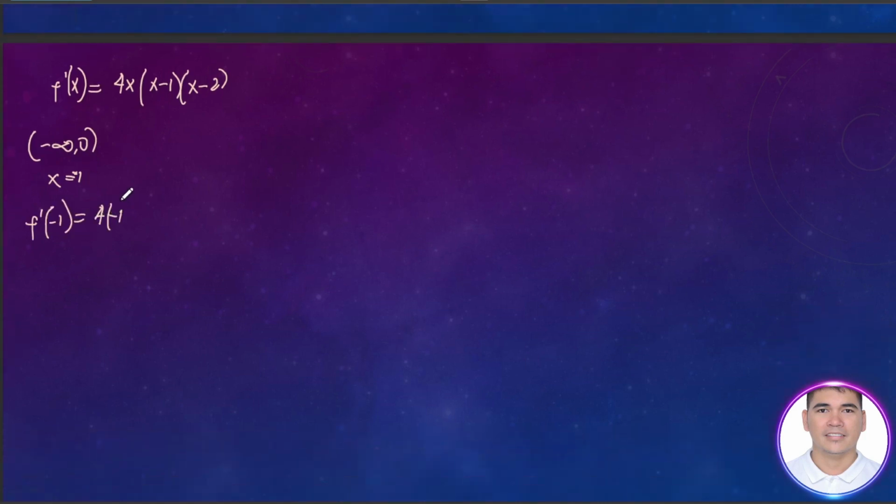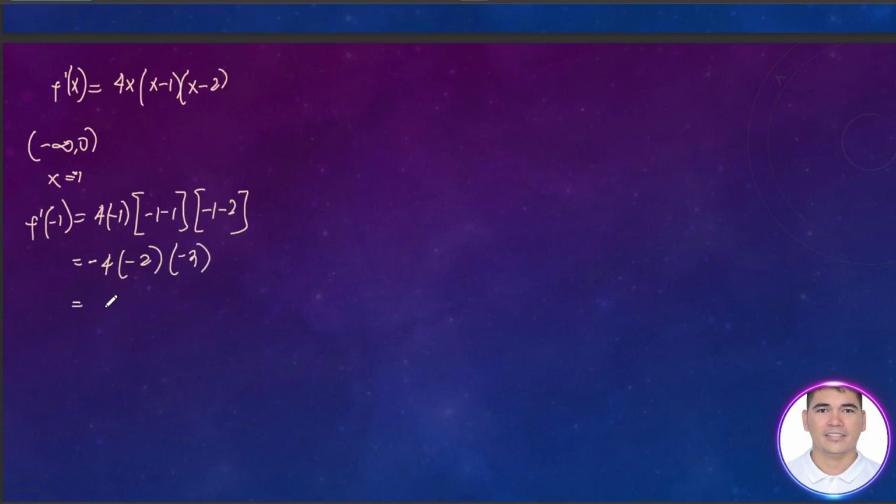So for the interval negative infinity and 0, we will choose negative 1. 4 times negative 1, times negative 1 minus 1, negative 1 minus 2. We have negative 4, negative 2, negative 3. We have negative 24.